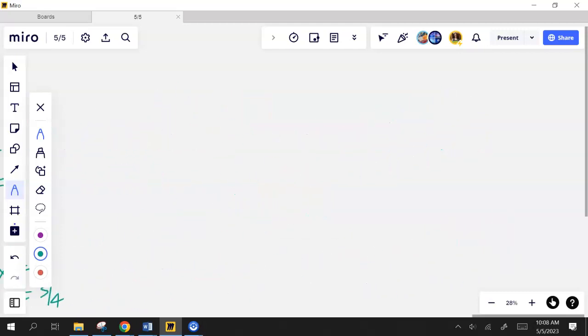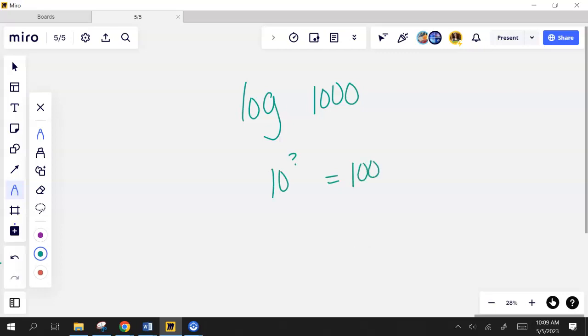So 15 doesn't have a base indicated, which means the base is what? 10. So it's asking 10 to the what power is 1,000. And it would be.